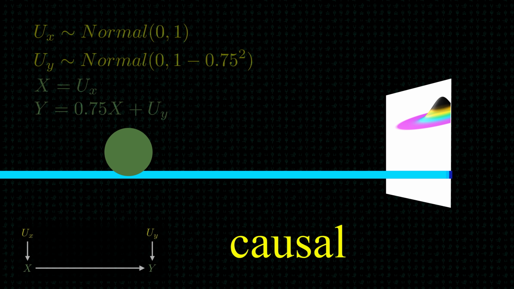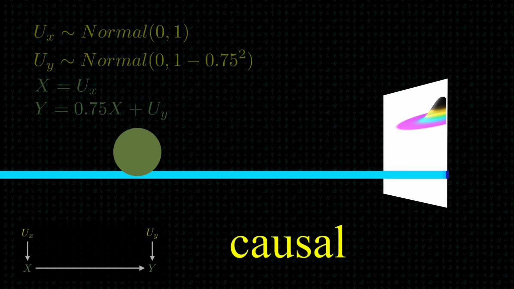In the top left is a fully fleshed out version of this causal map, detailing exactly how X causes Y. This is done on the line which reads Y equals 0.75x plus uy. When one variable causes another one in the real world, almost invariably, they leave a footprint in the data, in the form of dependence between the two variables.